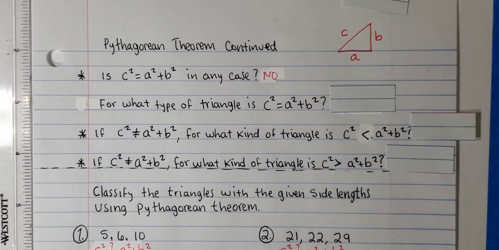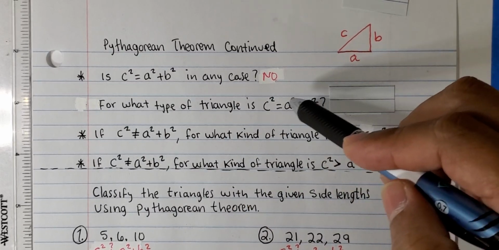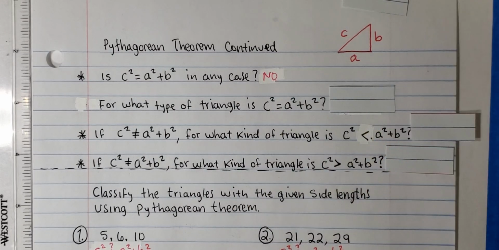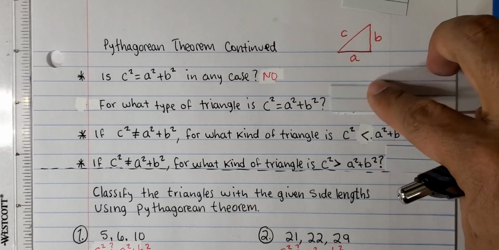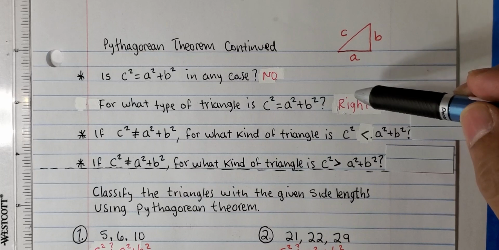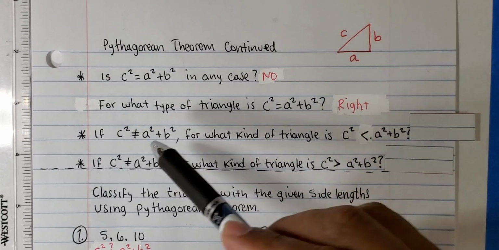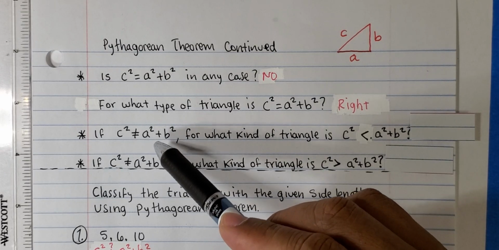It's not possible. And so the next question is, for what type of triangle is the Pythagorean theorem going to work? The answer, as you know, is it has to be a right triangle. If it's not a right triangle, we cannot apply the Pythagorean theorem. However, we can use the Pythagorean theorem to help us classify the triangles.